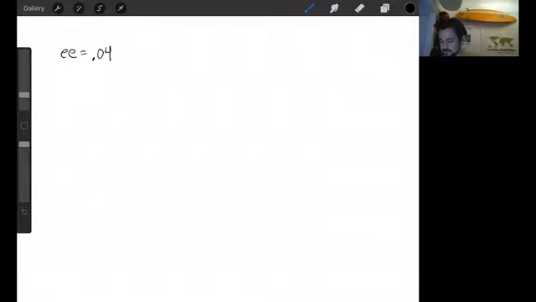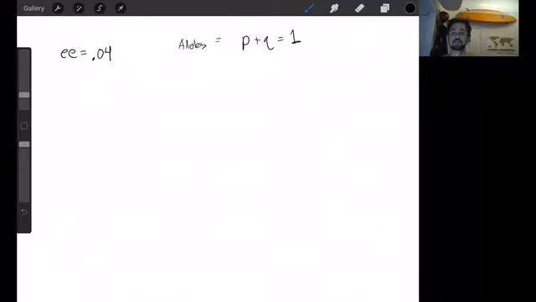So first you have your two equations, right? p plus q equals 1. This is for alleles, right? That's not for genotypes. So what you have here is a genotype frequency, right? Because it has both alleles.